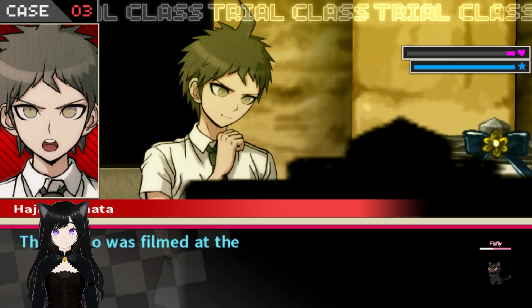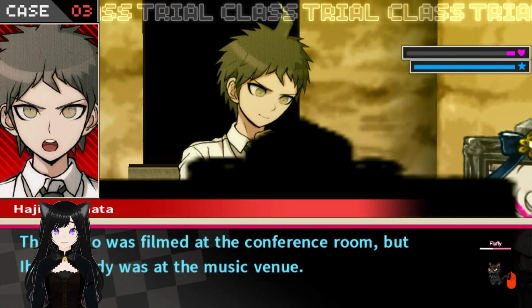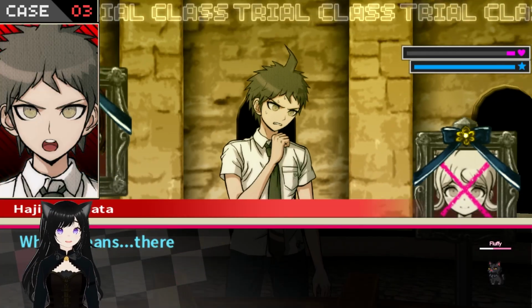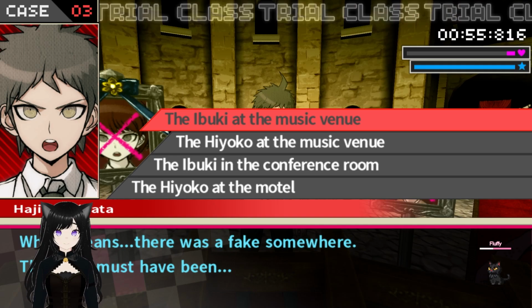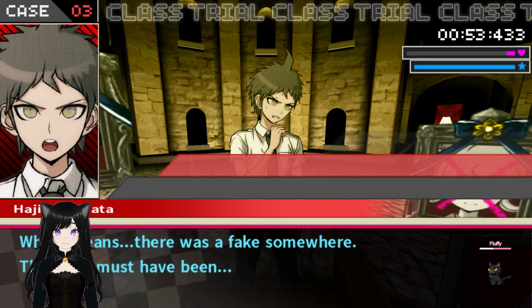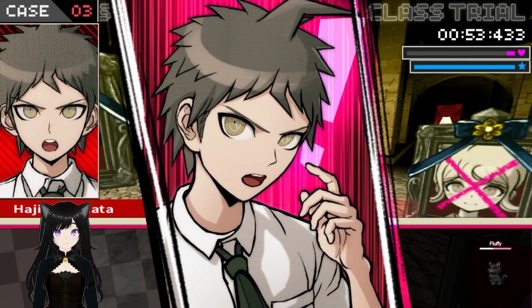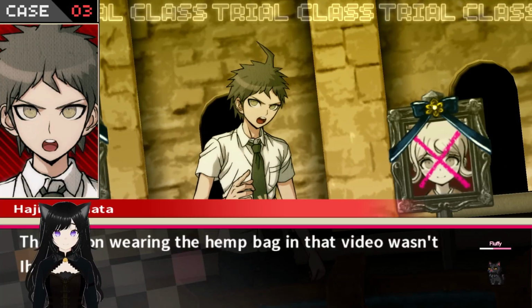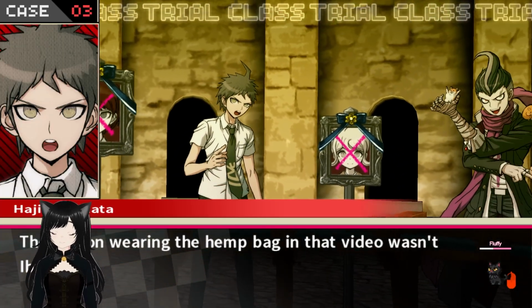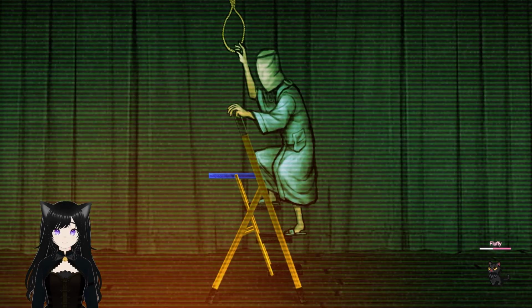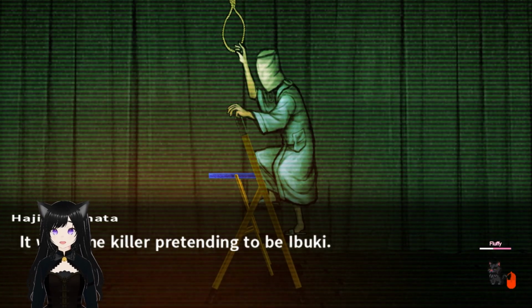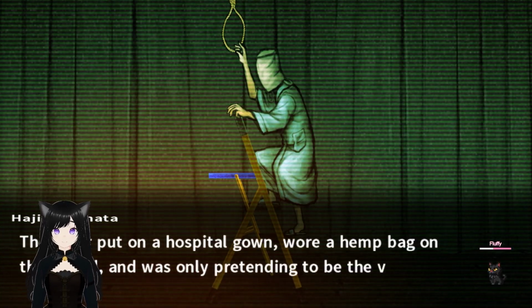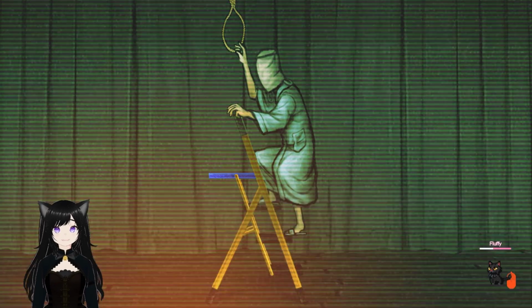Right. After Hajime saw that video, he discovered Ibuki's body at the music venue. Exactly. The video was filmed at the conference room, but Ibuki's body was at the music venue, which means there was a fake somewhere. The fake must have been the Ibuki in the conference room. I see! The person wearing the hint bag in that video wasn't Ibuki. Exactly. It was the killer pretending to be Ibuki. Yep. The killer put on a hospital gown, wore a hint bag on their head, and was only pretending to be the victim.